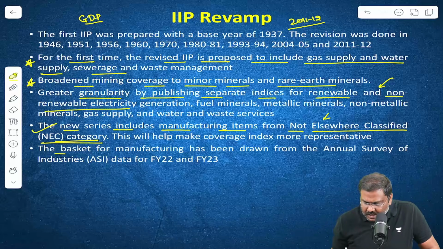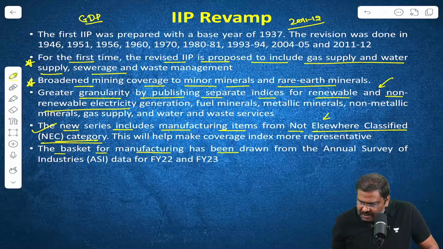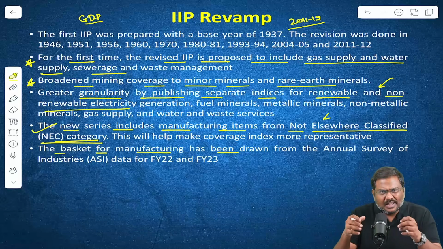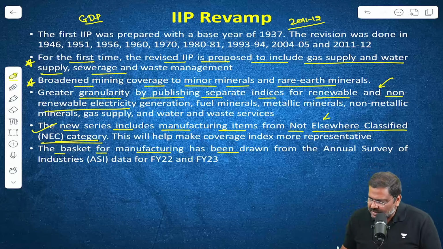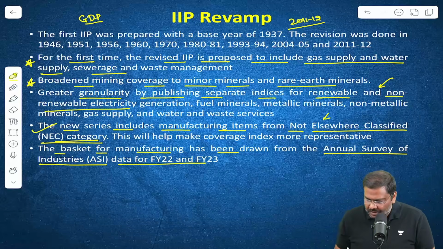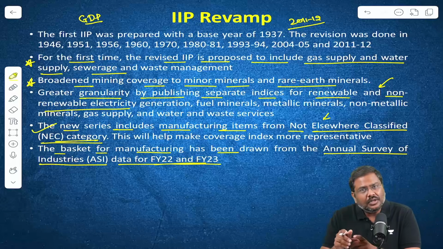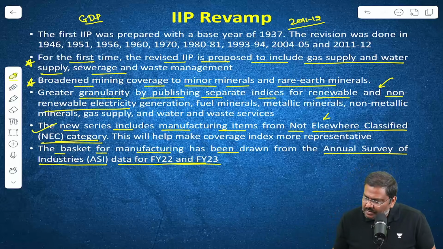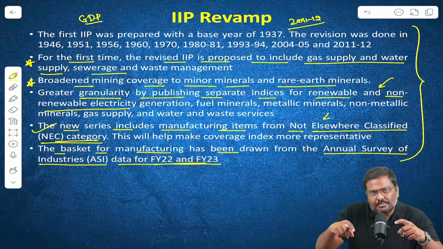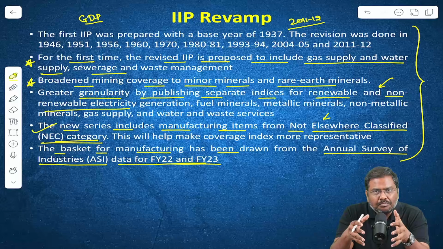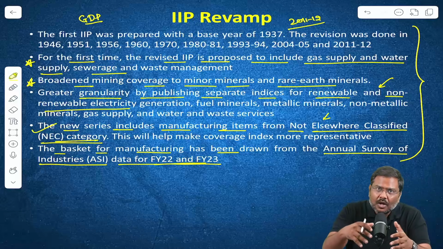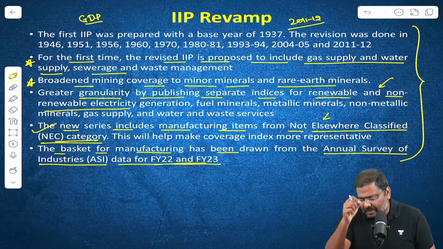In addition to this, the basket for manufacturing has been drawn by using the output of a survey, that is the data that has been collected under a survey, the Annual Survey of Industries for financial year 22 and financial year 23. So these are some of the very important changes that have been incorporated, and the base year has been changed, and the composition of the basket, that is the number of item groups included, also has been revamped by the government of India.